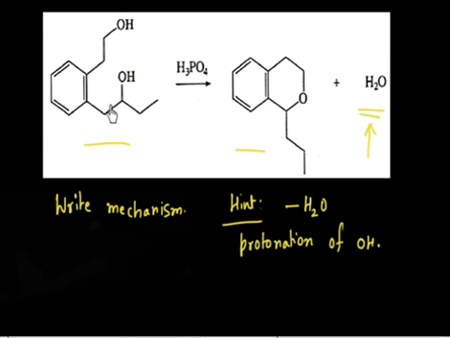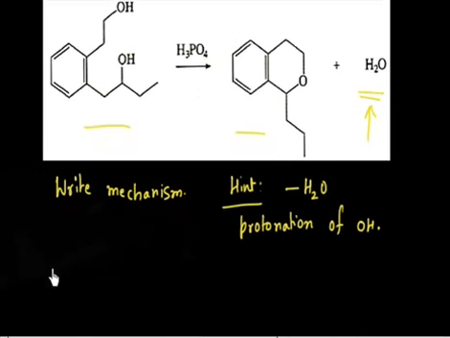Now check the size of the ring. So we have 1 carbon, 2, 3, 4, 5, 6. So there will be a 6-membered ring containing the oxygen. Are you getting it? So this gives me the idea that I have to lose one OH from here. So let us see what we will do.